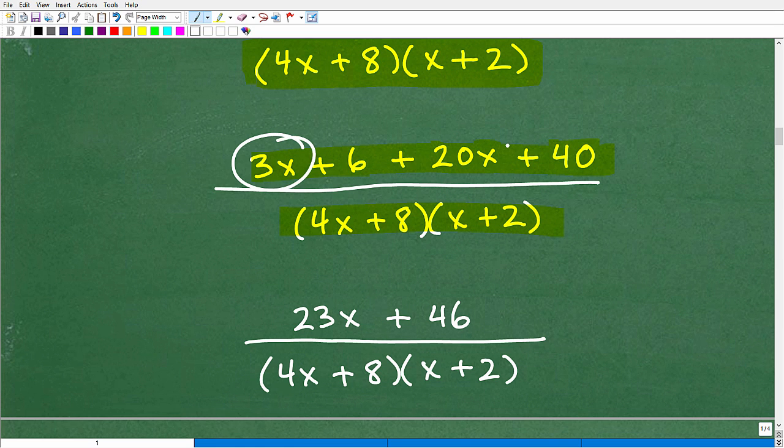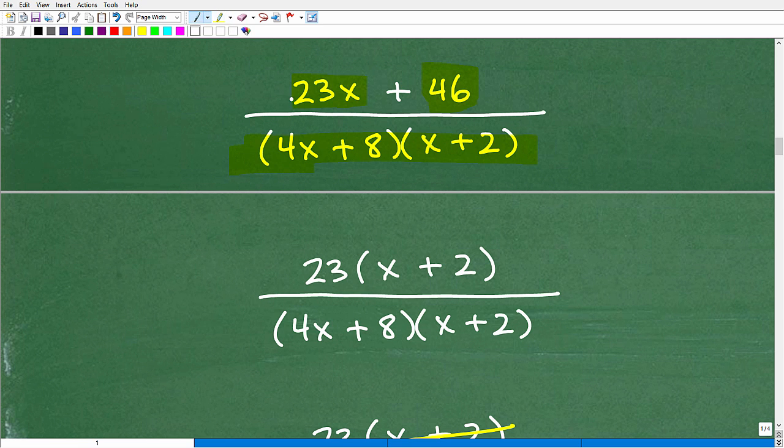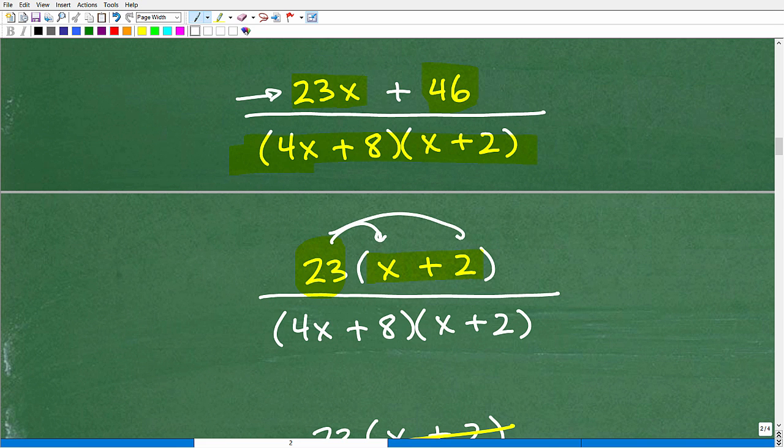I have a 3x and a 20x that gives me a 23x, and then obviously I got a 6 and a 40. That's a 46, right, over the same denominator. Again, I'm not doing anything there. All right, now what can we do here? Well, I can factor out a 23 in this expression. So that's going to be 23 times x plus 2, okay? Why? Because if I multiply 23 into this and into this, I get back to this expression.